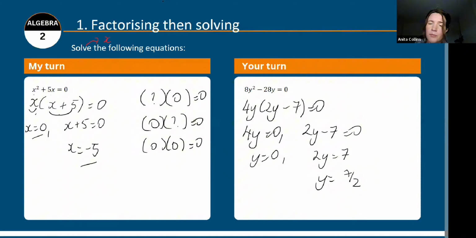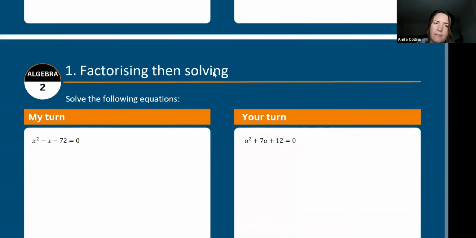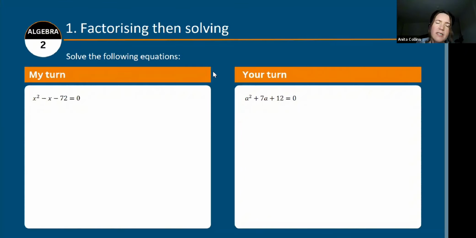Right, should be okay, I think. Let's move on. So we're still on the same factorizing then solving. Hopefully from module 1, you will recognize that this is a trinomial, a 3-term quadratic.